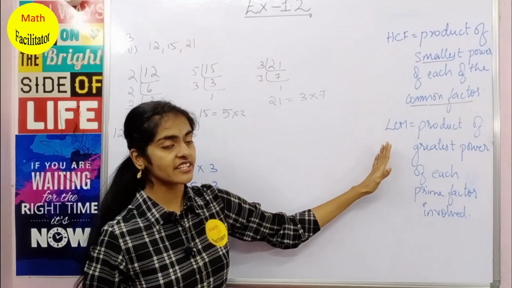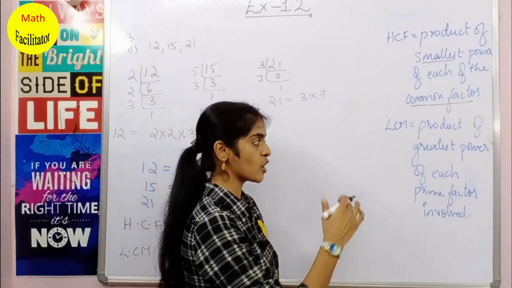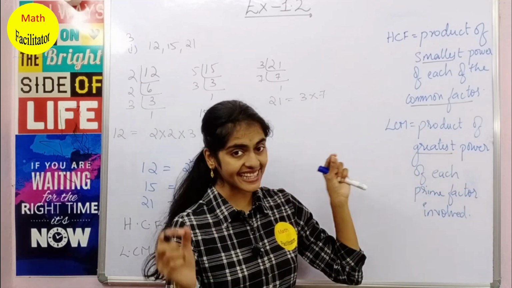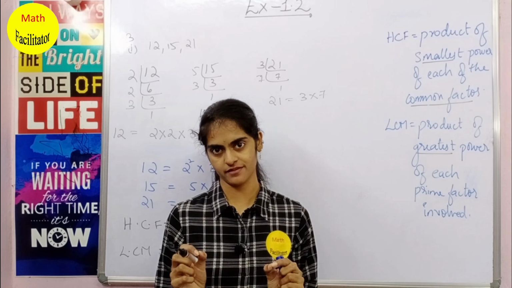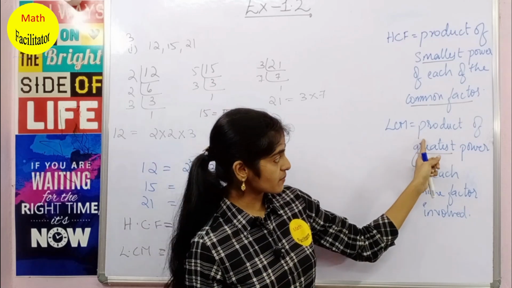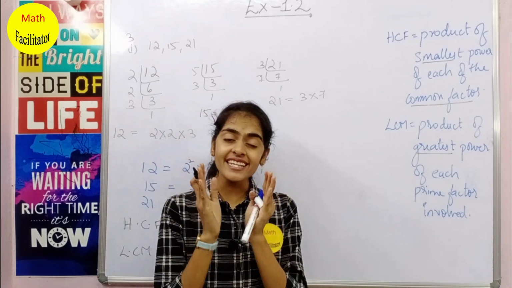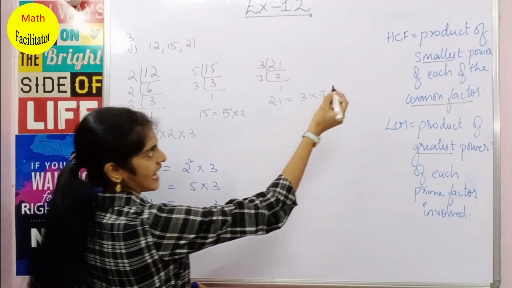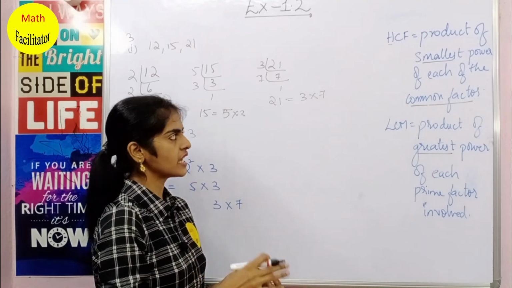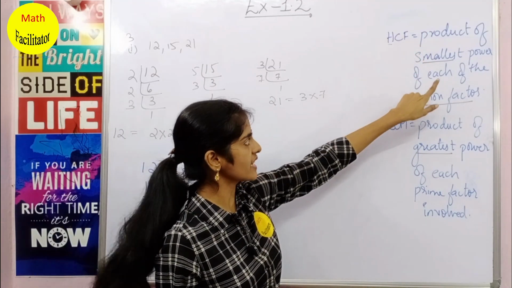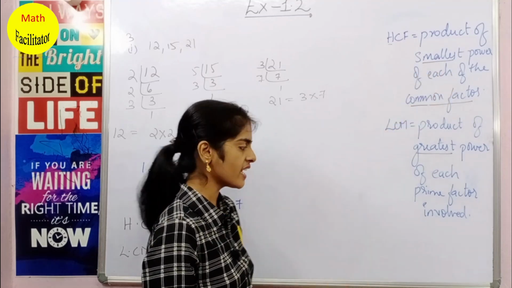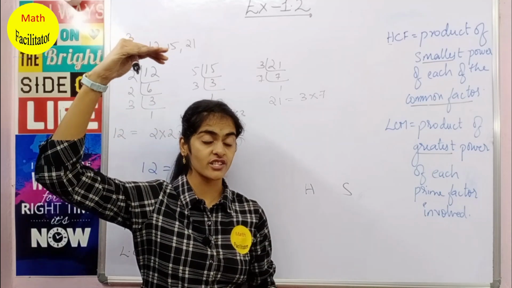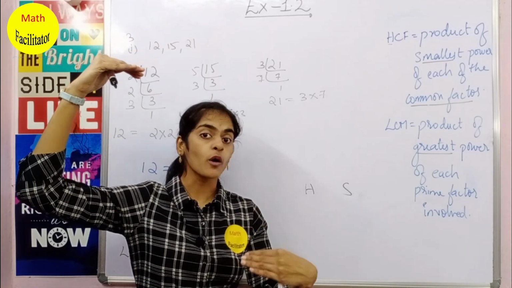Now the difference for LCM is that it is the product of the greatest power of each prime factor involved. Remember, it is the product of the greatest power of each prime factor involved. I'll tell you the meaning of this. For HCF, H means highest. So for highest common factor, you will take the smallest power of the common factors.